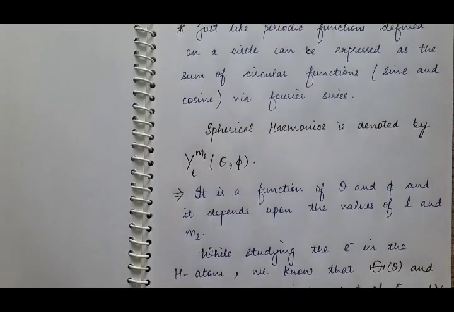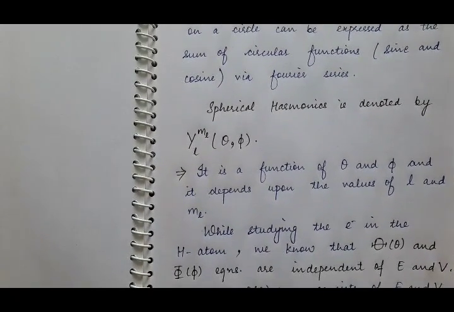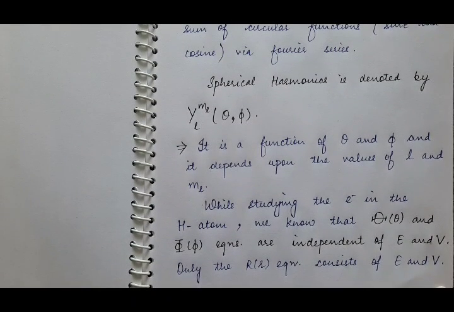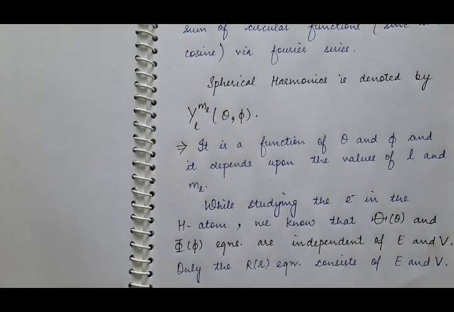Here, as we are studying the chapter Quantum Theory of Hydrogen Atom, in this chapter we are discussing the electron in case of the hydrogen atom. So we have derived three separate differential equations. One was the equation of the radial wave function R(r). Second and third, the equations containing the theta wave function and the phi wave function.